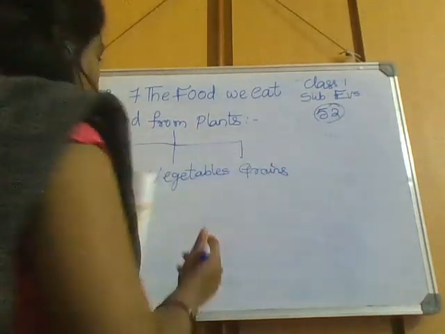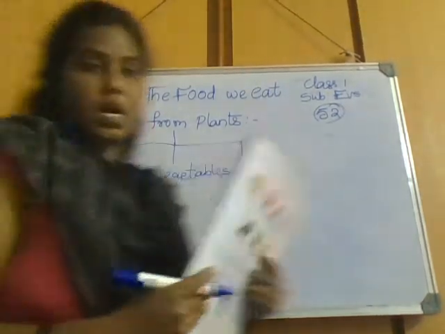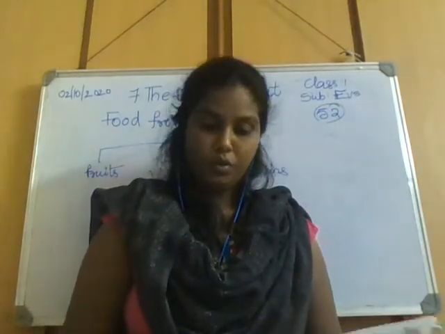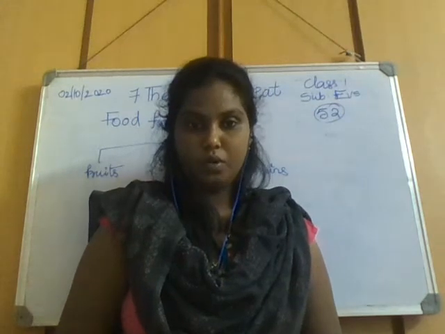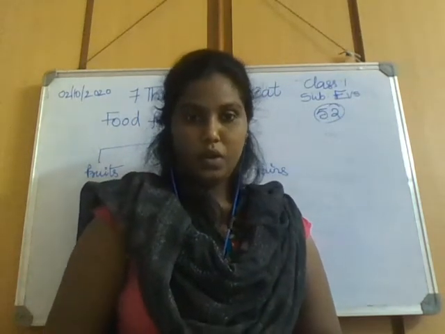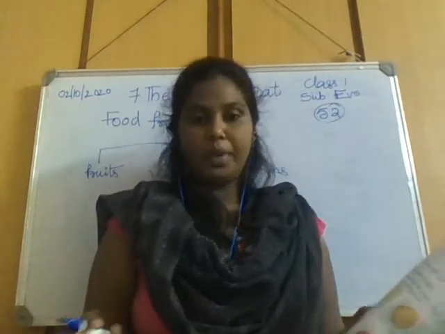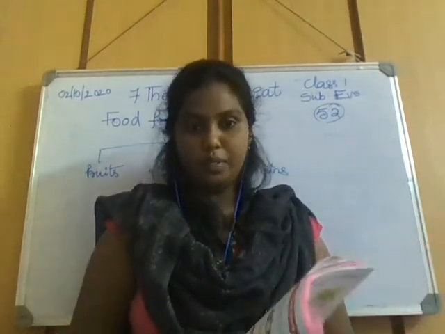And what are fruits? Generally fruits are raw type. Raw type means they are not cooked. Otherwise we don't cook the fruits, right? We will not cook the fruits. Generally fruits are raw type, and vegetables, we will cook the vegetables, right?